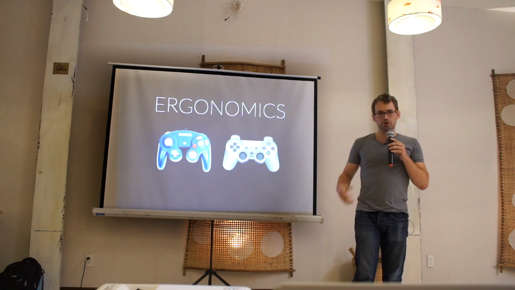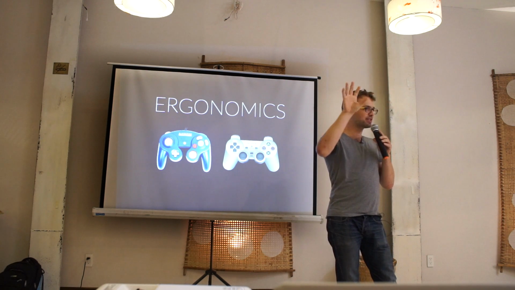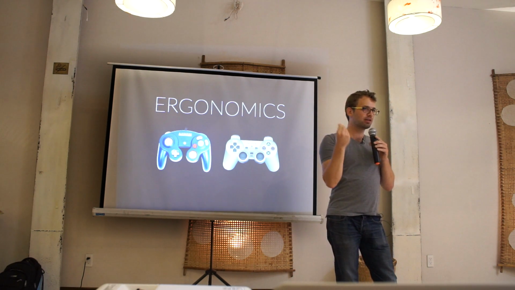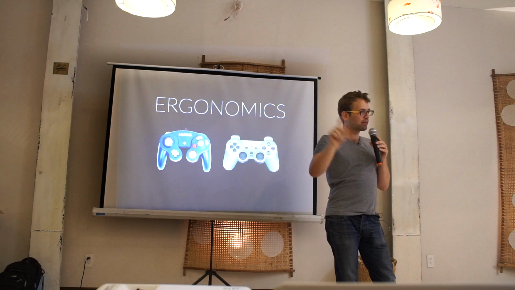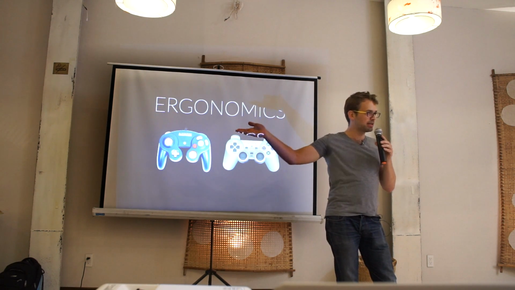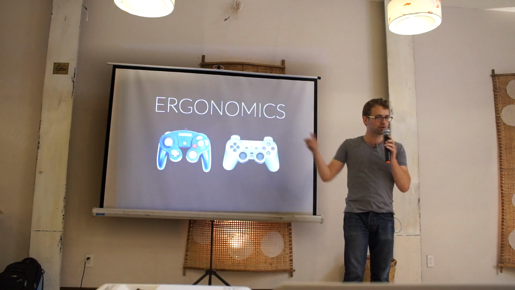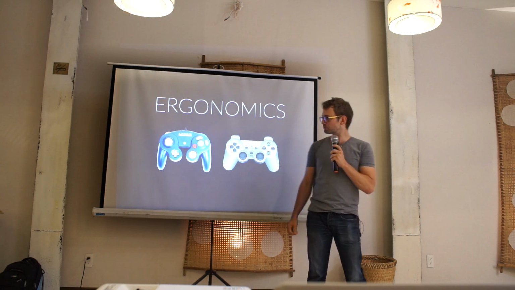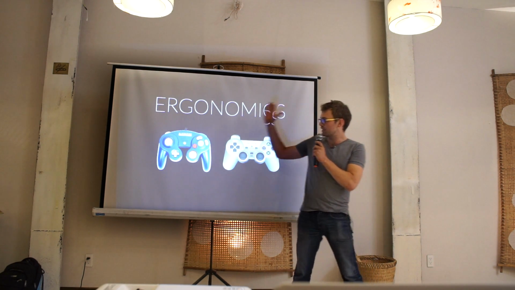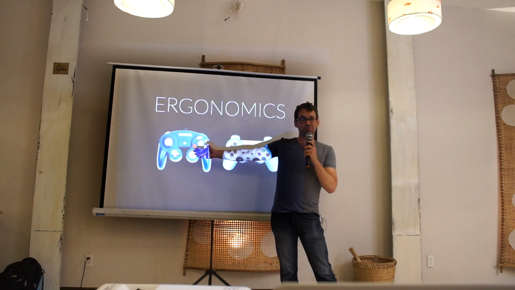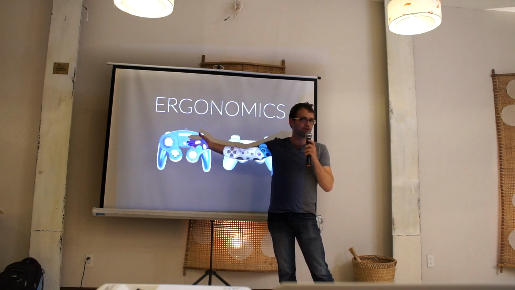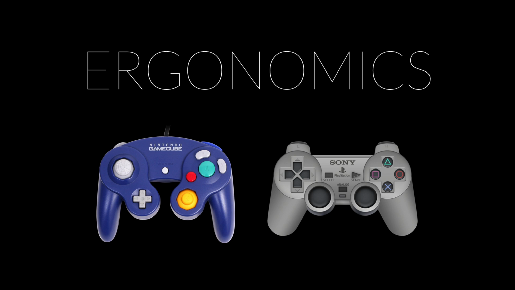So other than the inputs that the player's seeing on the screen, they're interacting with the game not through mouse and keyboard, unless it's a PC game, but through one of these things, which they're holding with their hands, right? This is a Nintendo GameCube controller. It's my favorite controller that has ever existed. And you can see it's quite asymmetrical in its layout. And then a PlayStation 2 controller, which is very symmetrical in its layout.